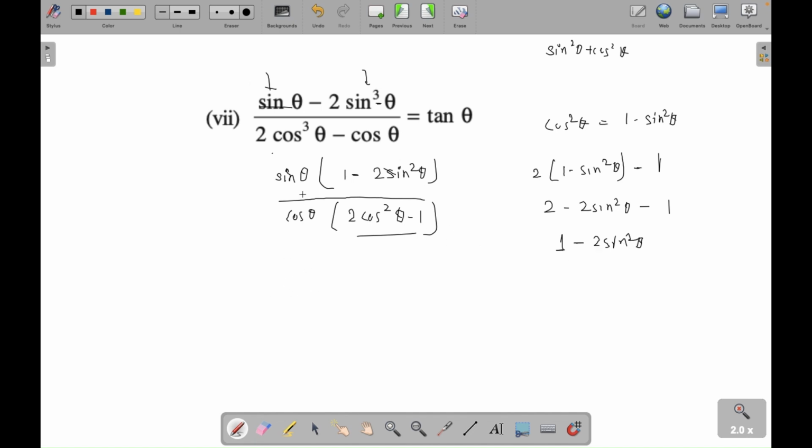So I can first write this as tan theta times 1 minus 2 sine square theta, divided by 1 minus 2 sine square theta, because we have just proved that 2 cos square theta minus 1 is 1 minus 2 sine square theta. Both of these get cancelled. So we have tan theta. Okay.